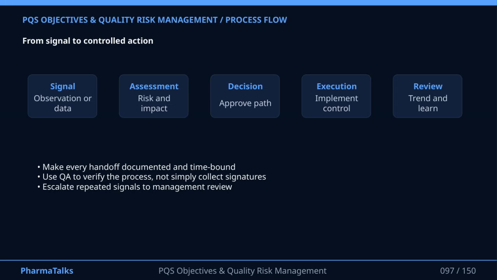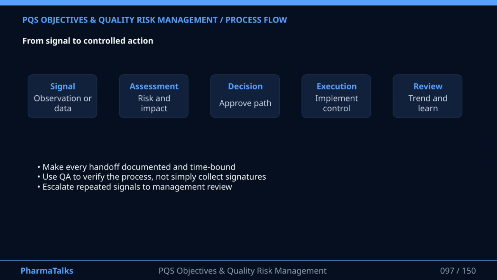Here, we're looking at the process flow from receiving a signal to taking a controlled action within the PQS objectives and quality risk management framework. It starts with a signal, which can be an observation or collected data indicating a potential issue. This signal then undergoes an assessment phase, where we evaluate the associated risks and potential impacts. Following this assessment, a decision is made to approve the appropriate path forward. Once approved, the execution phase begins, where we implement the necessary controls to manage the risk.